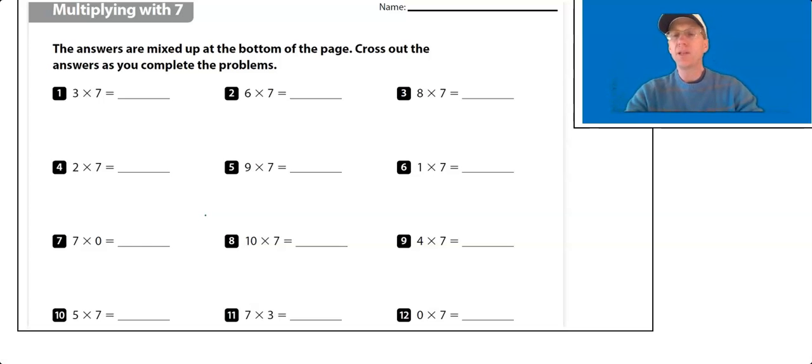We're gonna go through a lot of pages because it's just multiplication, which is a big part of third grade. So this one is multiplying by 7, and the answers are mixed at the bottom of the page. You cross out the answers as you complete the problems. Something to think about, those answers at the bottom, you actually could take those and write those in order.